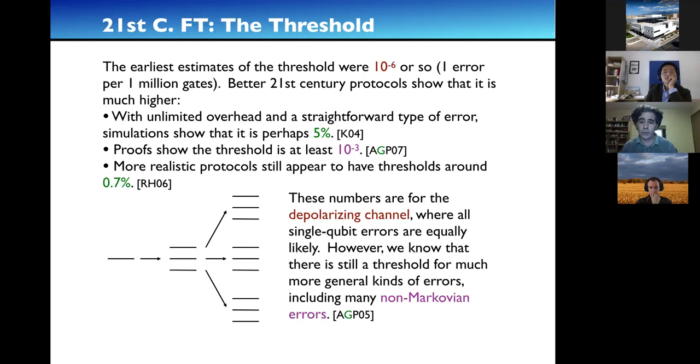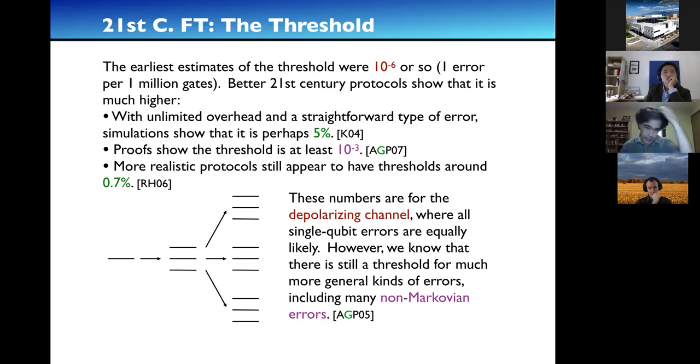But more realistic protocols using the surface code, which I'll talk about some more later, still have thresholds that are much, much higher than 10 to the minus 6. So it looks like the threshold is maybe around 0.7% for these protocols. So that's a little less than 1 error every 100 gates. And so that's more challenging than 5% to achieve, but it does seem doable because the best quantum computers that we have now are in that ballpark.